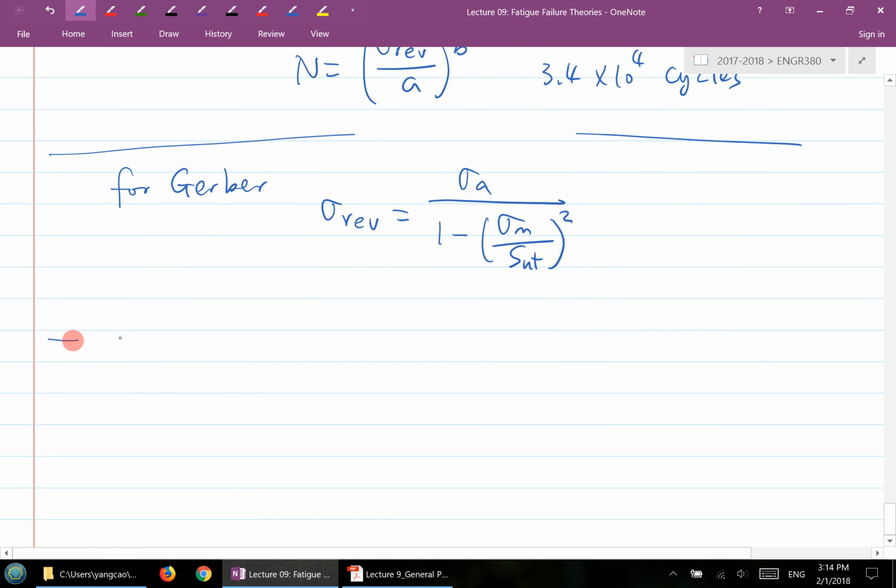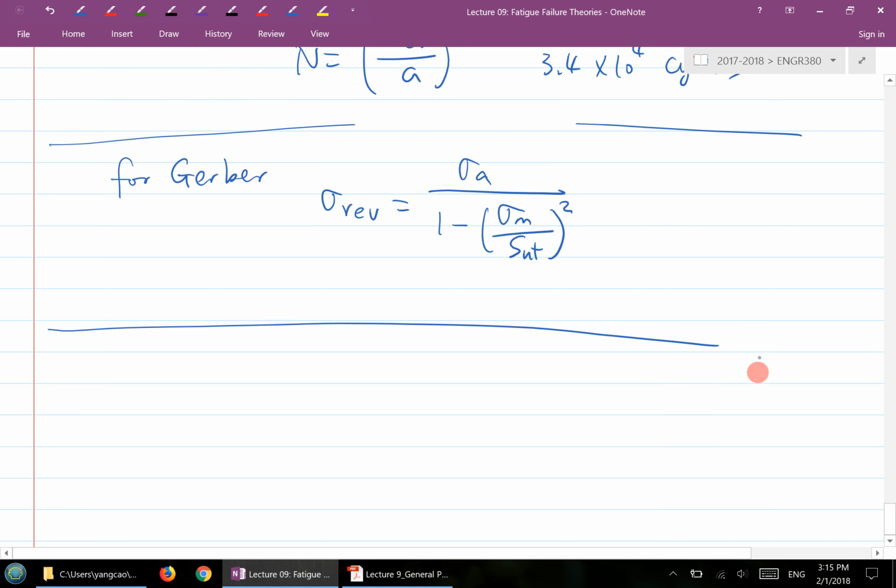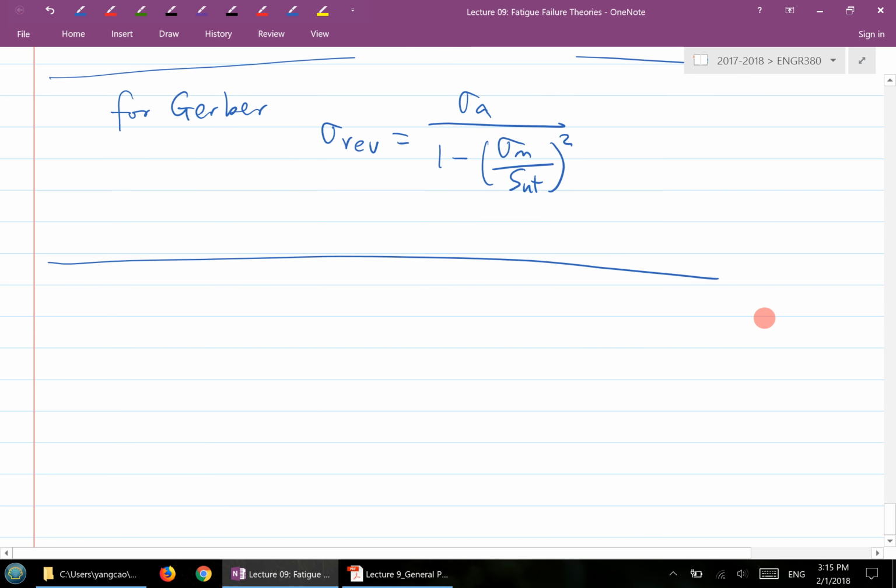So the examples that are given and also the Goodman criteria derived, what they all have focused on is the normal stress, completely reversed normal stress, and then you have a pair of sigma A and sigma M. So what if it's actually torsion? What if it's a torsion?